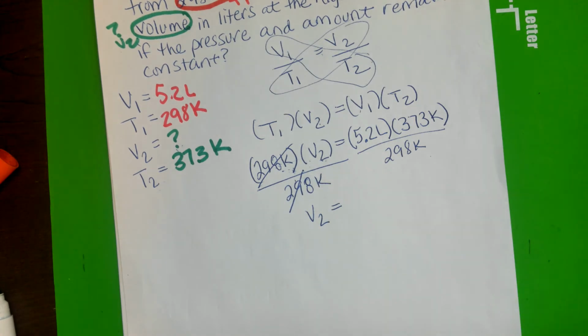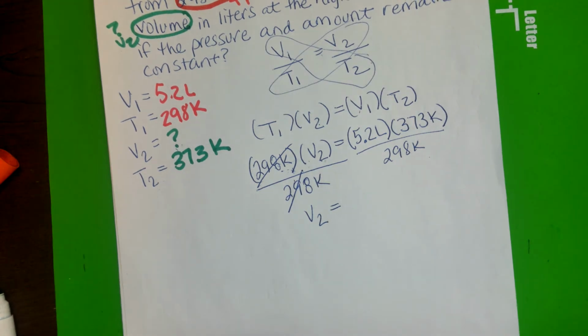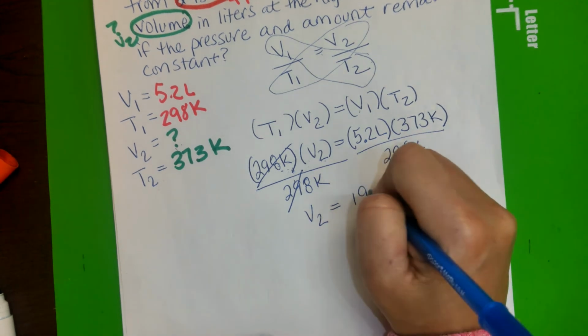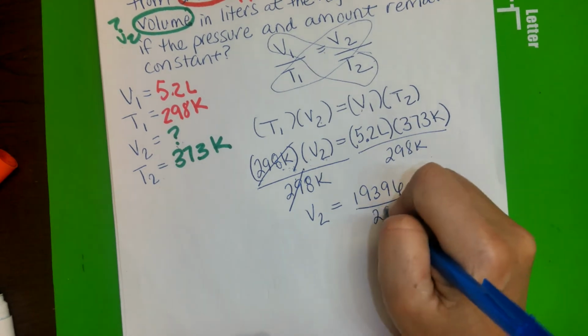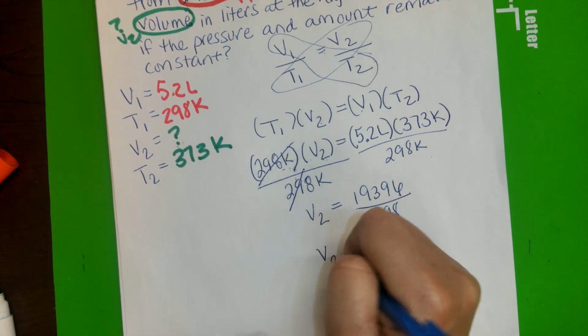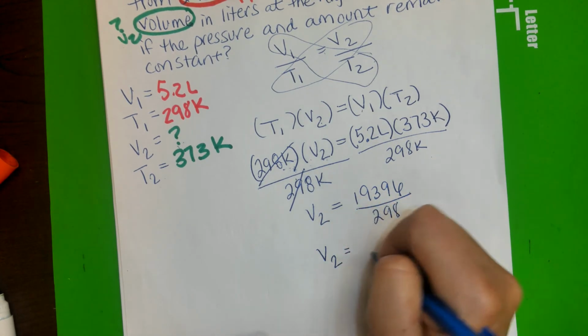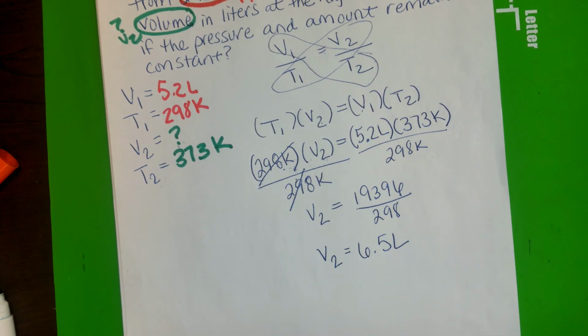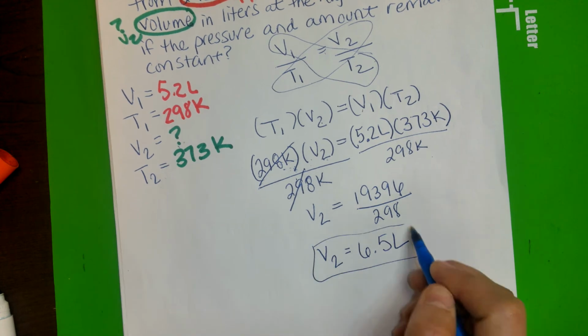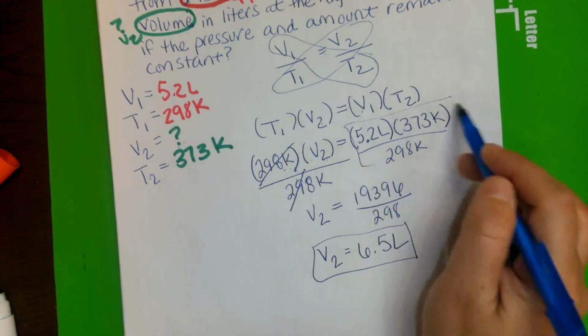And then you just use your calculator, the one that you have there in Schoology, which is 5.2 times 373 equals 1939.6, divided by 298 Kelvin. That means you should have 6.5 liters. That should be your answer. And just make sure you have the right setup.